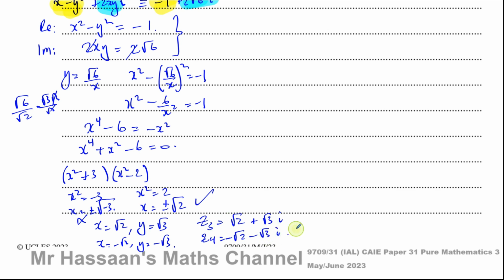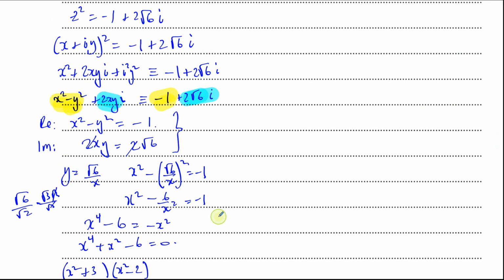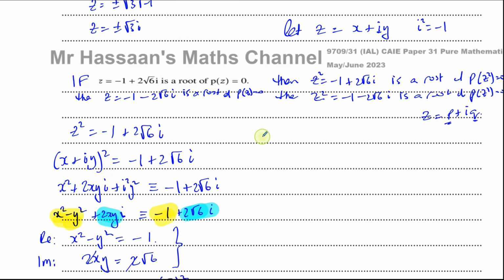So we now have four roots: z1, z2, z3 and z4. Now to find z5 and z6, we could go through the whole palaver of doing all of this again for the other roots, which we said was z squared equals -1 minus 2 times root 6i.